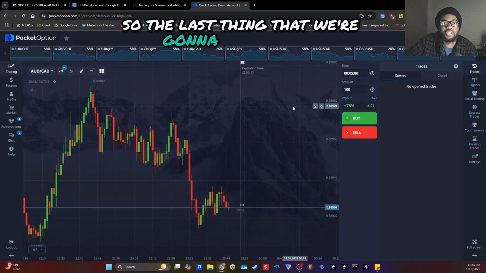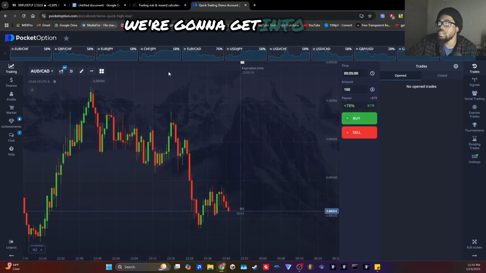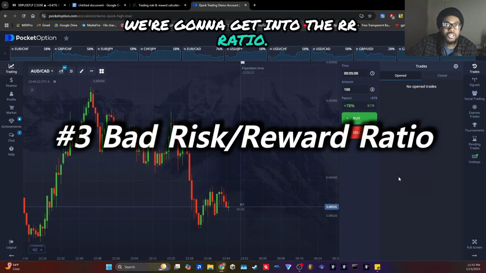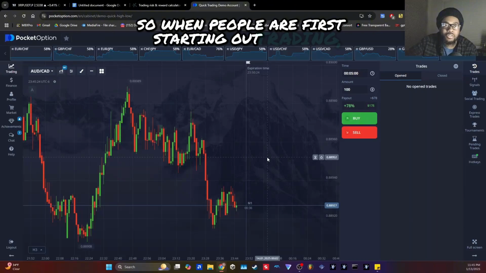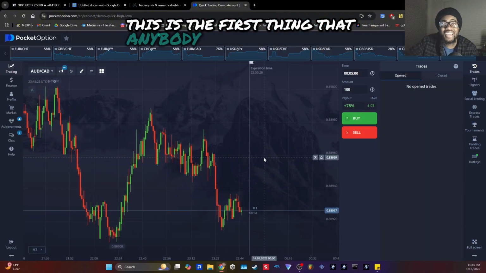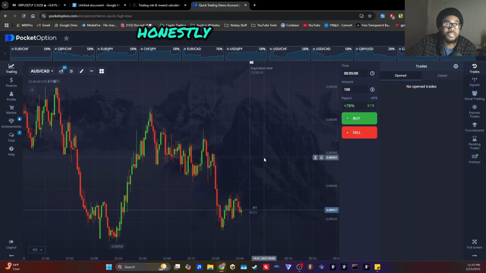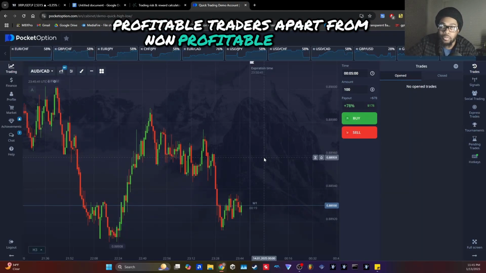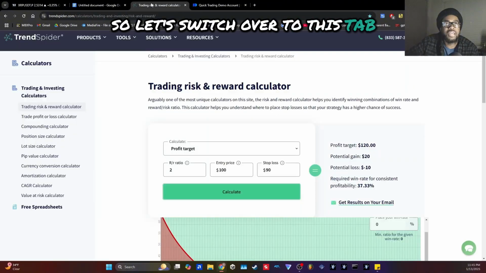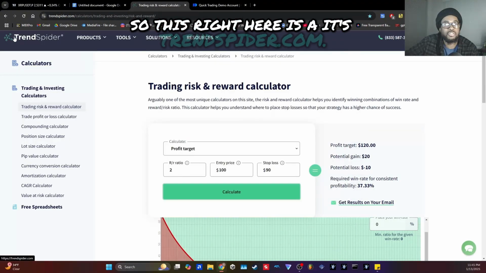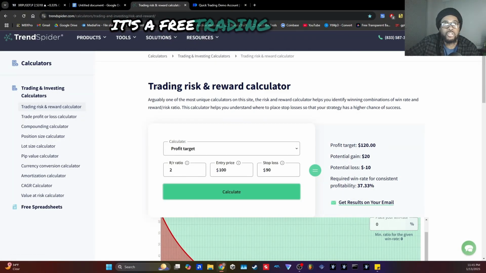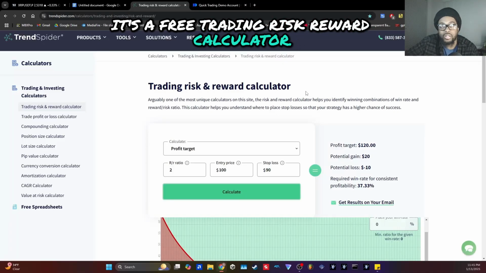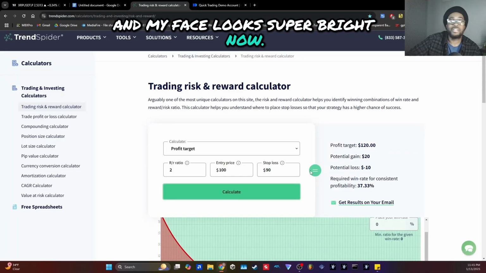So the last thing that we're going to get into is the RR ratio. When people are first starting out trading, this is the first thing that anybody should understand. Honestly, it's what truly sets profitable traders apart from non-profitable traders. So let's switch over to this tab right here. This is trendspider.com. It's a free trading risk reward calculator, and my face looks super bright now.